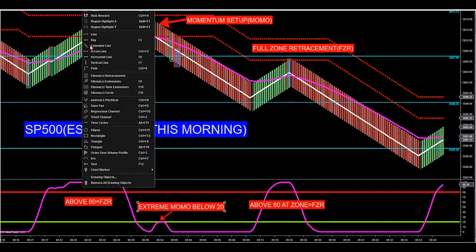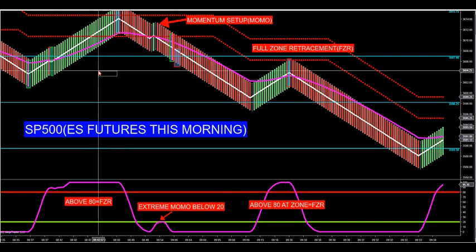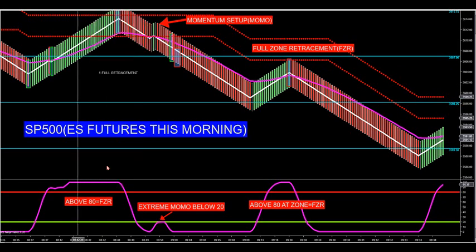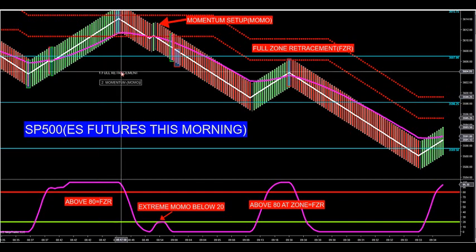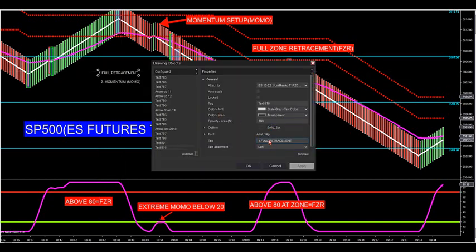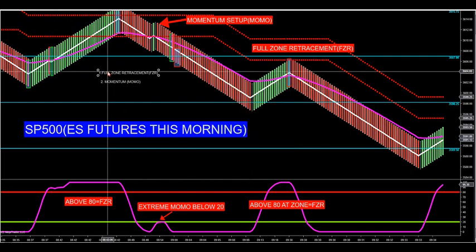The first two things we want to try to do are: one, find a full retracement in any one of the markets that you trade; or two, have the market tell us that we're moving fast, moving violently to the downside or upside, and look for momentum. So you either look for a momentum setup, which I call a MOMO, or a retracement setup, which I call an FZR, a full zone retracement. A zone is categorized by getting inside of these red ATR dots or green ATR dots. All right, so those are your two setups.